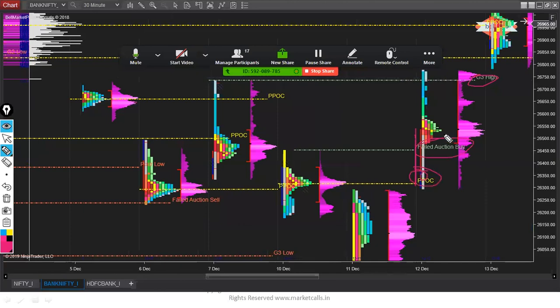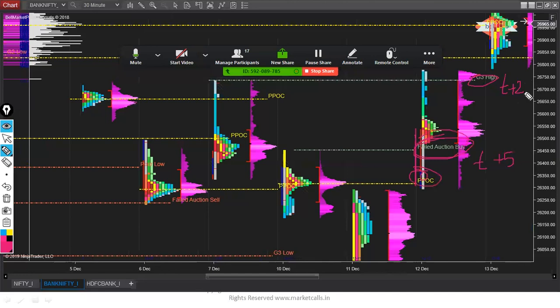But if it's a failed auction, it has a timeline. It should revisit within T plus 5 days, less than T plus 5. If it is a G3 high, it should come and revisit in T plus 2. Or if it is G2 also, it should come and revisit in T plus 2. Right? So certain reference levels have a timeline.